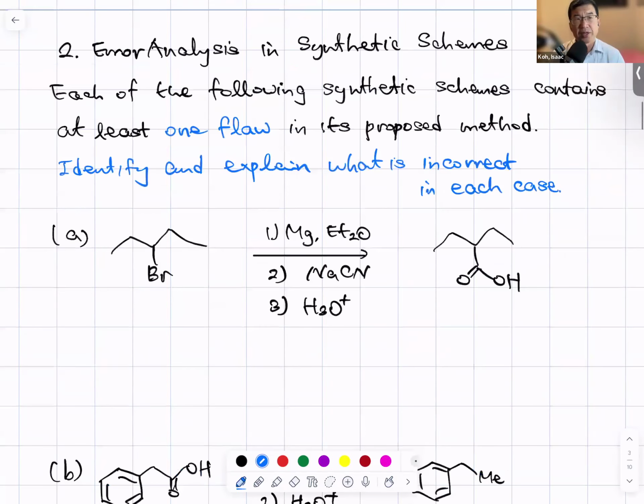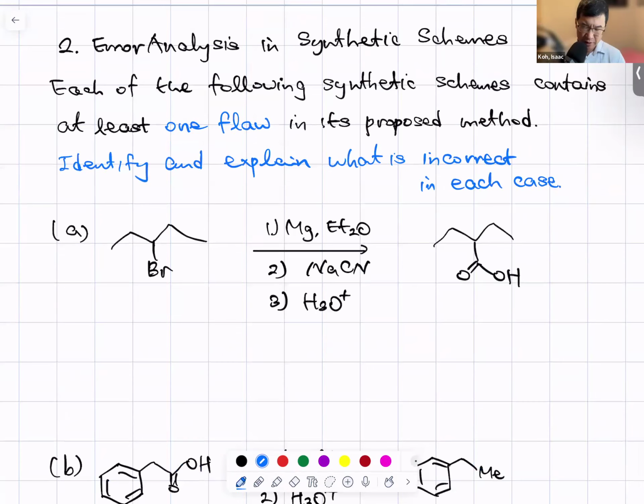Error analysis in synthetic schemes. Each of the following synthetic schemes contains at least one flaw in its proposed method. Identify and explain what is incorrect in each case. So here we are using Grignard. This one is Grignard reagent. We are making Grignard reagent followed by sodium cyanide.